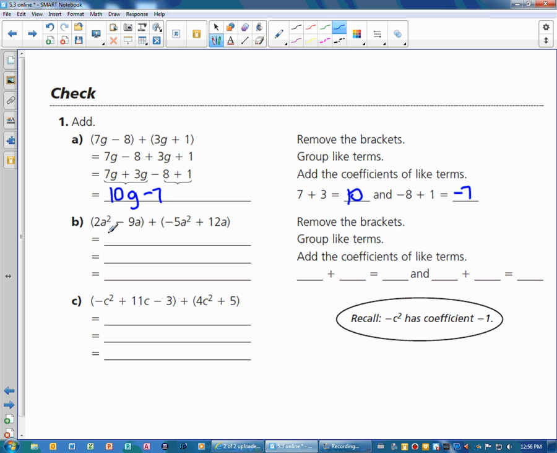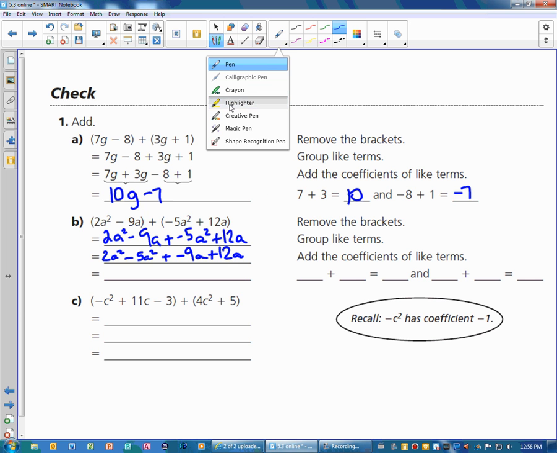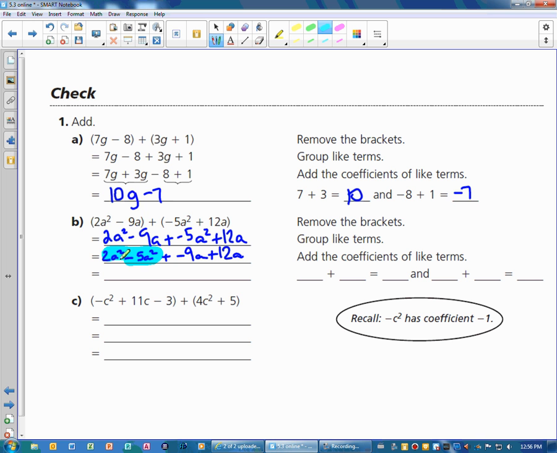All right, the next one, remove the brackets. So 2a squared minus 9a plus negative 5a squared plus 12a. Group the terms. So I'm going to group this a squared with this a squared. So I have 2a squared minus 5a squared. And then I also have a negative 9a and a 12a. So I will be adding this set here, and I will be adding this set. So that's the grouping of the like terms.